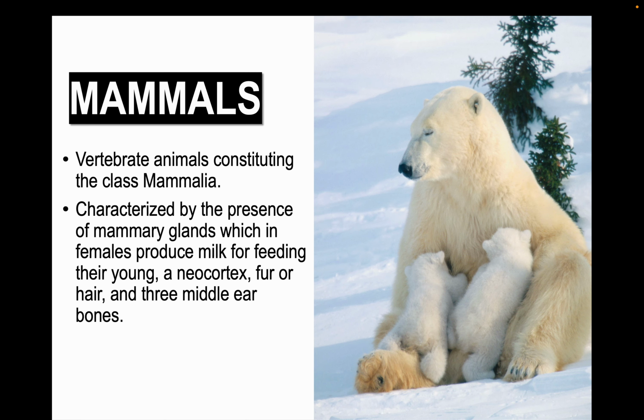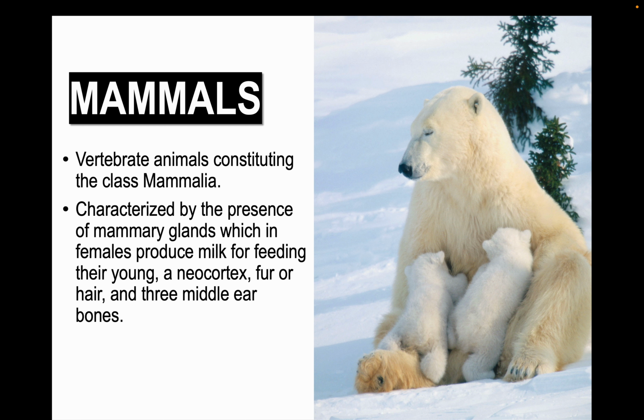Okay? Now, the last group of vertebrata we're going to talk about are the mammals. The mammals constitute the class Mammalia, and the major characteristic of these animals is the manifestation of what we call mammary glands. Mammary glands in females produce milk that is used for feeding the young. They possess a neocortex in their brain.